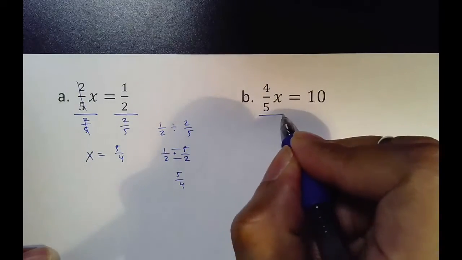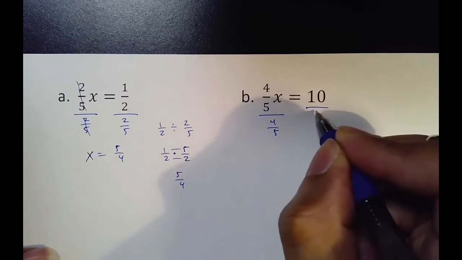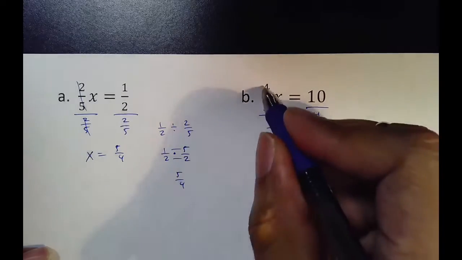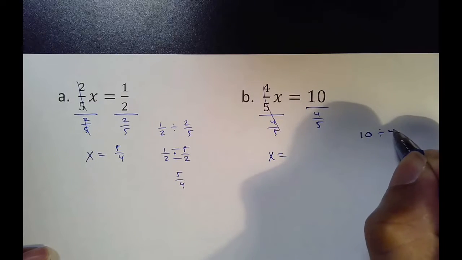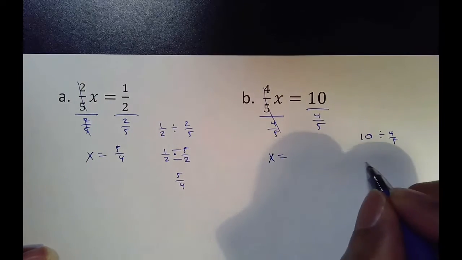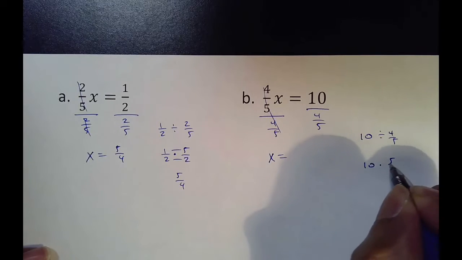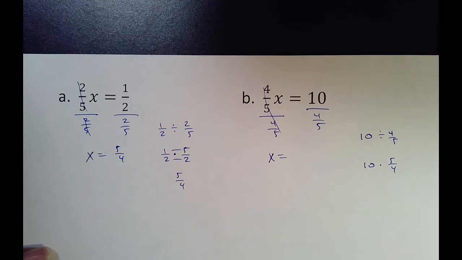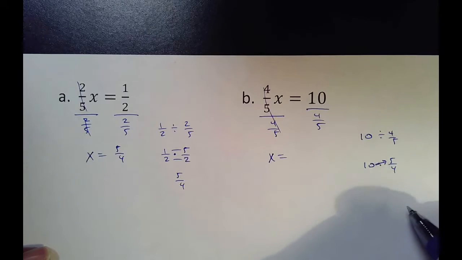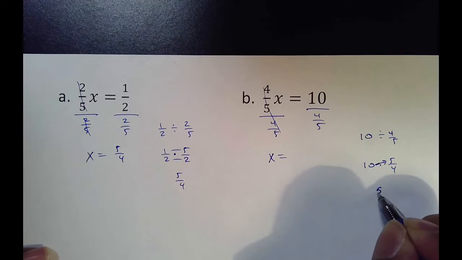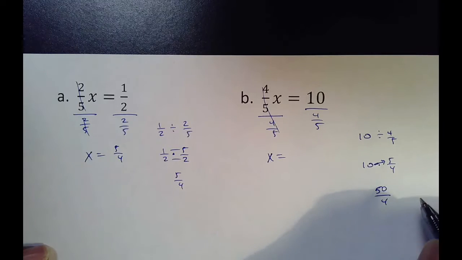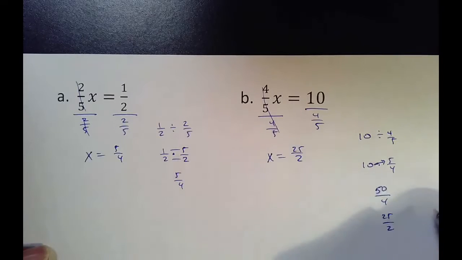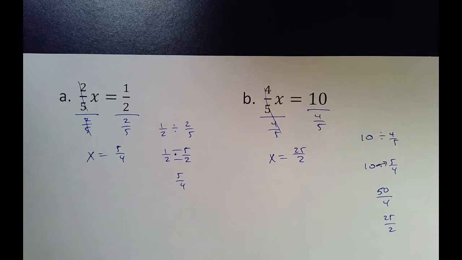4/5 times x. Again, in this case, we divide by 4/5. We divide by 4/5. These two things cancel out, obviously, and we're going to do 10 divided by 4/5, which is the same as 10 times 5/4. Now, if you remember, whole number times a fraction, you send the whole number to the top. That'll be 50/4. But notice that both of these are even, so that means it equals 25/2, because you can cut them both in half. That's the thing you have to look out for.